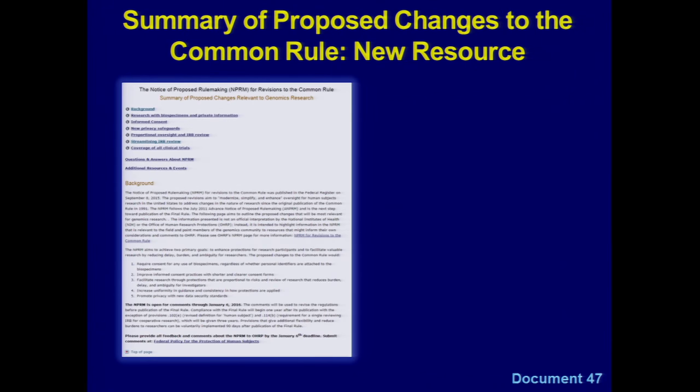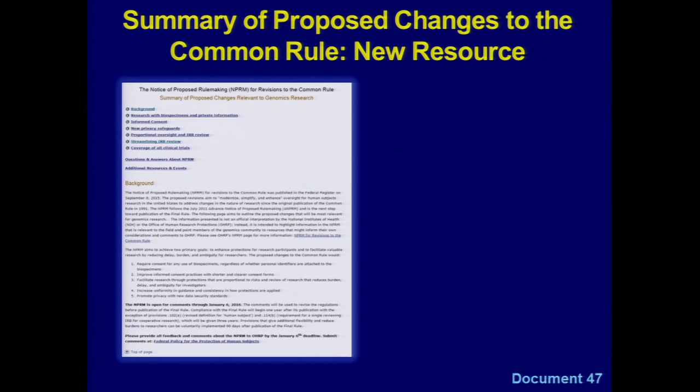Now, as discussed at the last council meeting, the Department of Health and Human Services announced the Notice of Proposed Rulemaking, or NPRM, to revise the Common Rule. Common Rule is a set of regulations for the Department of Health and Human Services and 16 other federal agencies governing the protection of human subjects in research.